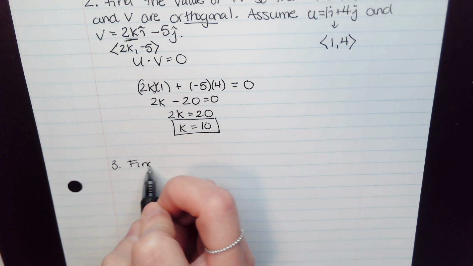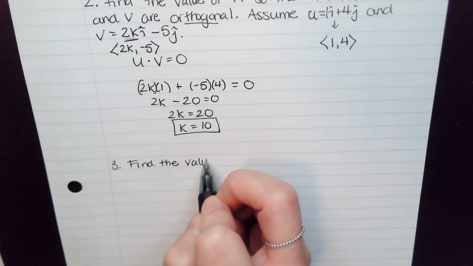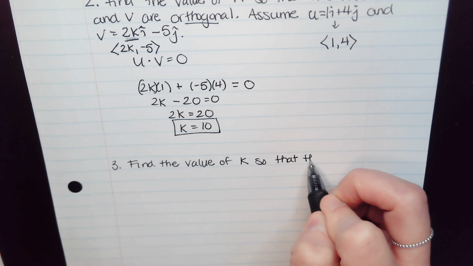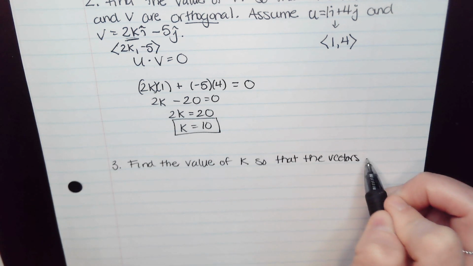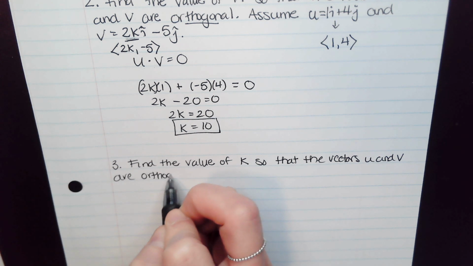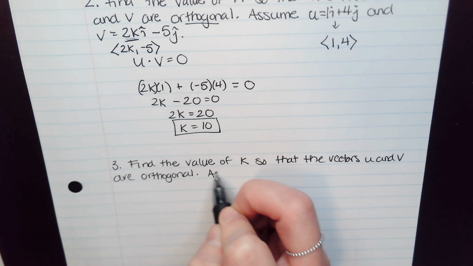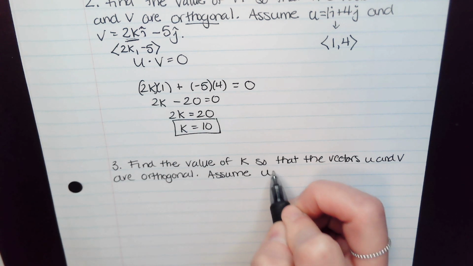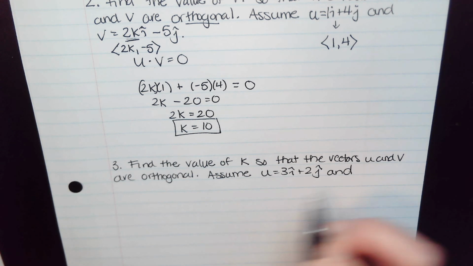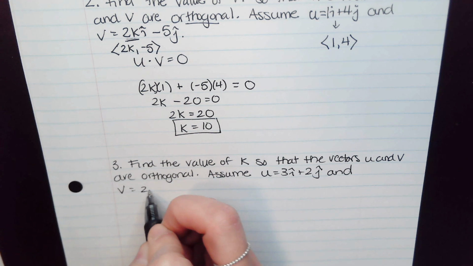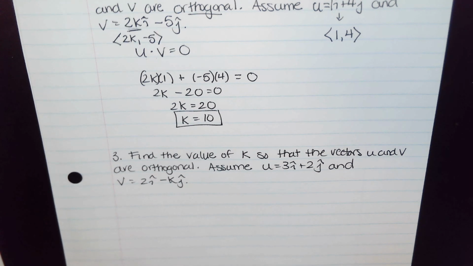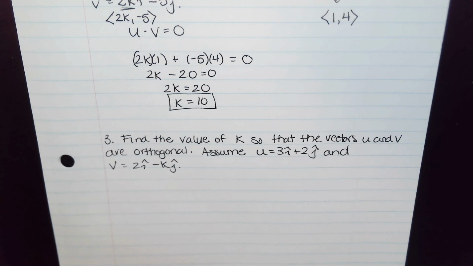Try another one. Find the value of k so that the vectors u and v are orthogonal, and assume vector u is 3i plus 2j, and vector v is 2i minus kj. Pause the video here and solve for k.